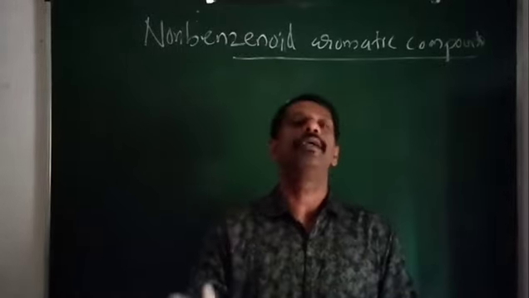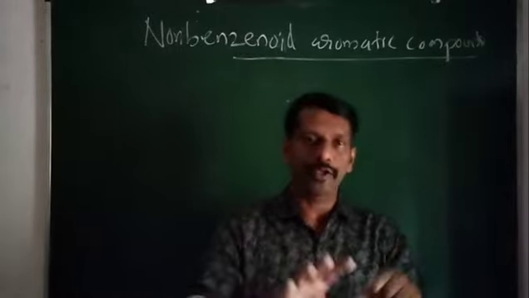These compounds can be stabilized by delocalization of pi electrons, and such compounds are known as non-benzenoid aromatic compounds. For example, look here. I take an example: this is NH, and here it is a double bond, and it has an unshared pair of electrons. This compound is known as pyrrole. So this pyrrole does not contain a benzene ring system, and still it is an aromatic compound. This is showing aromaticity.